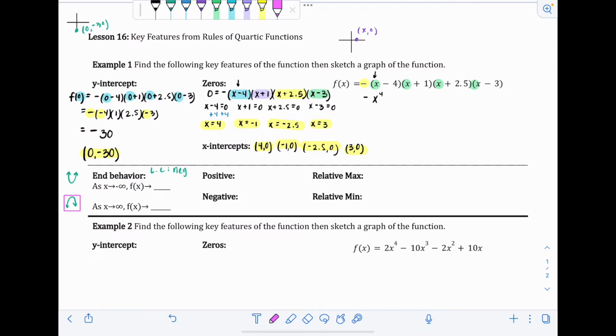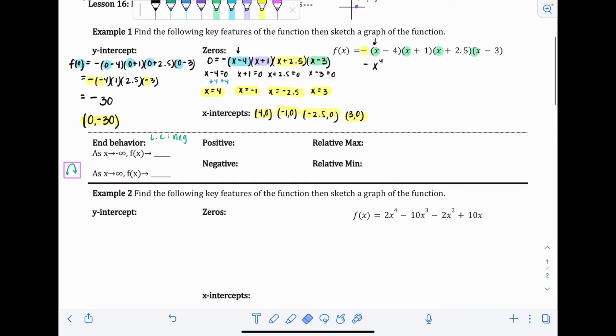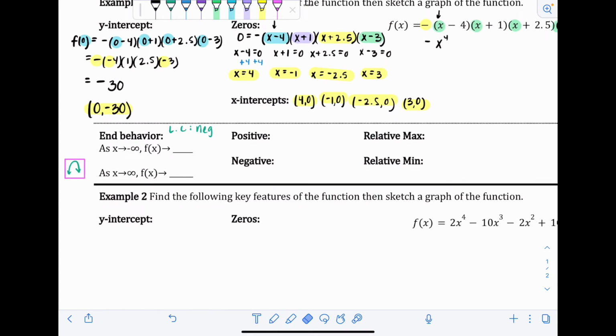Okay, so both sides would end up going down. That little baby sketch right there is enough to answer the end behavior problems. If both sides are going down, that means both lines of my end behavior are going to be going to negative infinity. Remember, as x approaches negative infinity, that means x is getting smaller, so that's the left side of the graph. And as x approaches infinity, that means x values are getting bigger, so that's the right side of the graph.